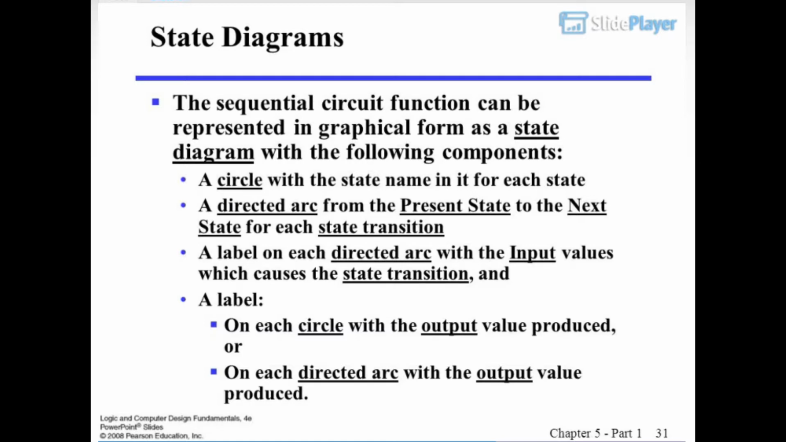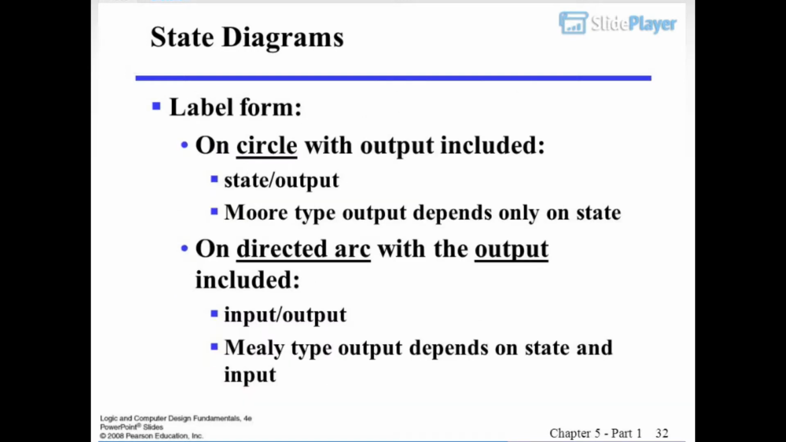State diagrams. The sequential circuit function can be represented in graphical form as a state diagram with the following components. A circle with a state name in it for each state. A directed arc from the present state to the next state for each state transition. A label on each directed arc with the input values which cause the state transition, and a label on each circle with the output value produced, or on each directed arc with the output value produced. State diagram label forms: on circle with output included.